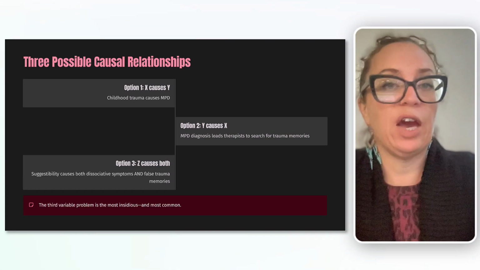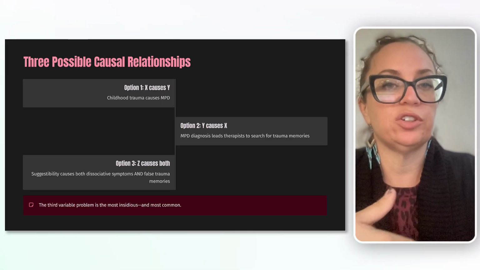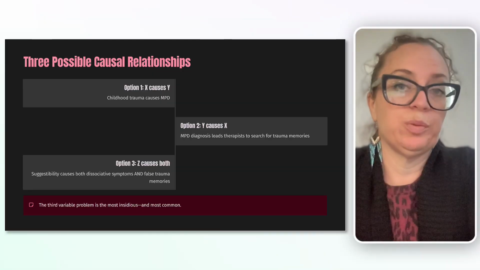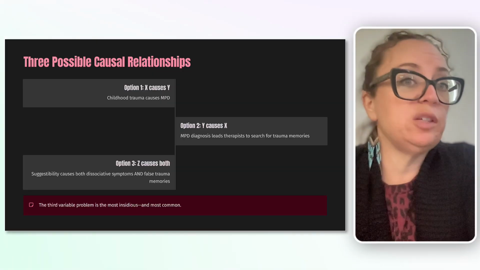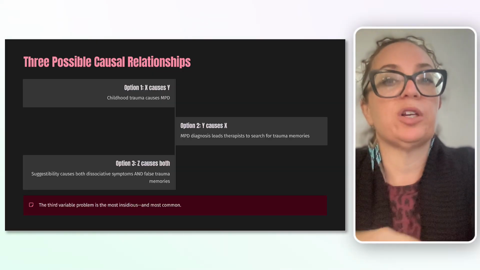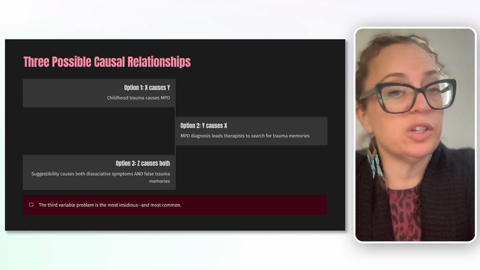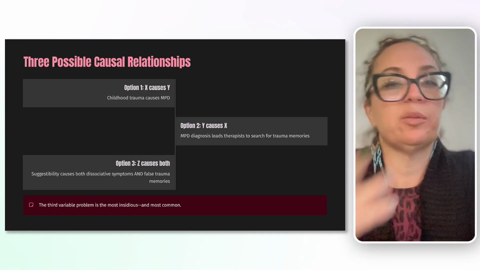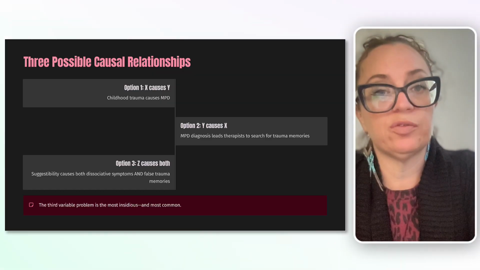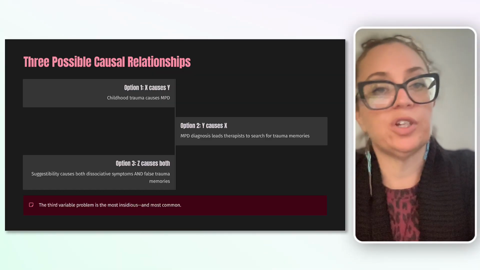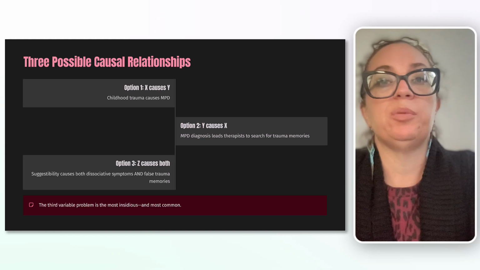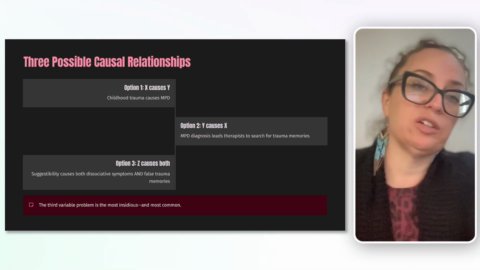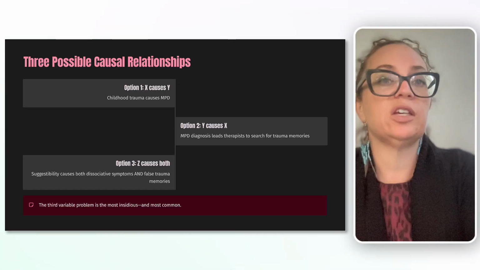Maybe some other factor, what we call a spurious correlation, Z, causes both trauma and multiple personality disorder diagnosis. So what could Z be? Well, the research suggests several possibilities for multiple personalities. Suggestibility: people who are highly suggestible might be more likely to both develop dissociative symptoms and create false memories of trauma. Fantasy proneness, similar idea. Hypnotizability: people who score high on hypnotizability are more susceptible to developing both multiple personality disorder symptoms and false memories. Okay, see how tricky this is?